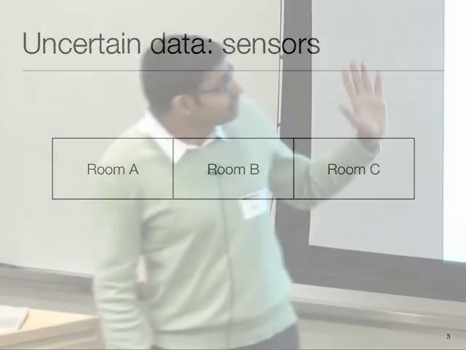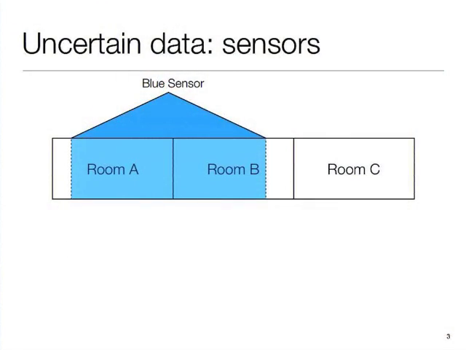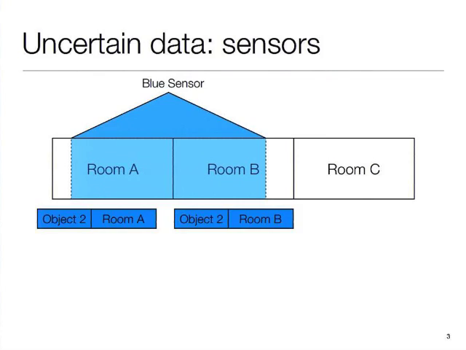Let's assume we have 3 rooms, and we have a sensor, let's say the blue sensor, which can sense some part of room A and room B. Okay? And the sensing is of the form that if there's an object within the shaded blue area of room A or room B, this sensor is going to read its ID. So suppose this sensor reads an ID. At this point, it reads the ID object 2. So it knows that object 2 is in this blue shaded area. So it has to be either in room A or in room B. So it's created conceptually this uncertain database, which is room A or room B.